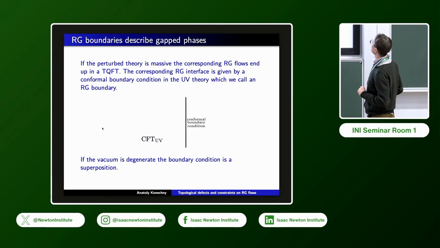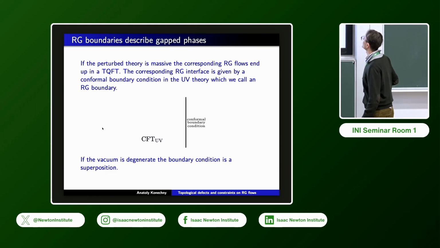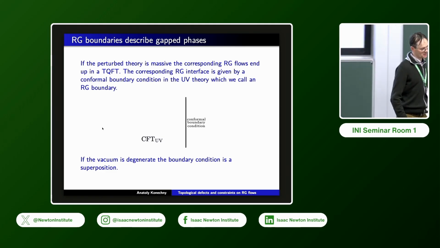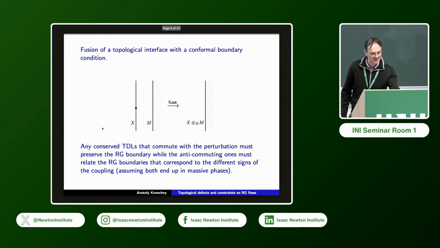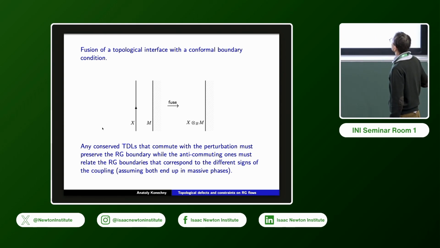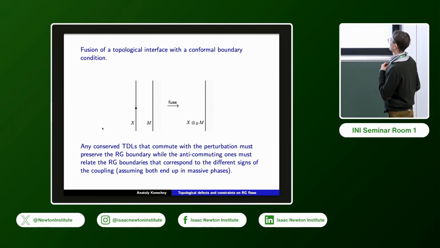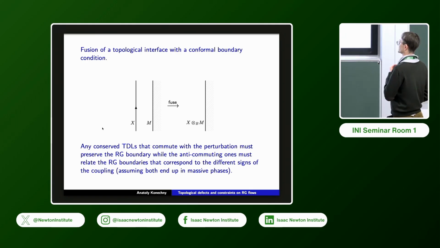So suppose we're massive, the RG flow leaves behind this conformal boundary condition. It might be degenerate, and that would correspond to a spontaneous symmetry breaking phase. So when this boundary is a superposition of some number of boundaries, that's also an interesting effect. Now that I said that, we have conformal boundaries, and we also have topological defects. The one thing you can do is fuse the two of them, and you get another conformal boundary condition.